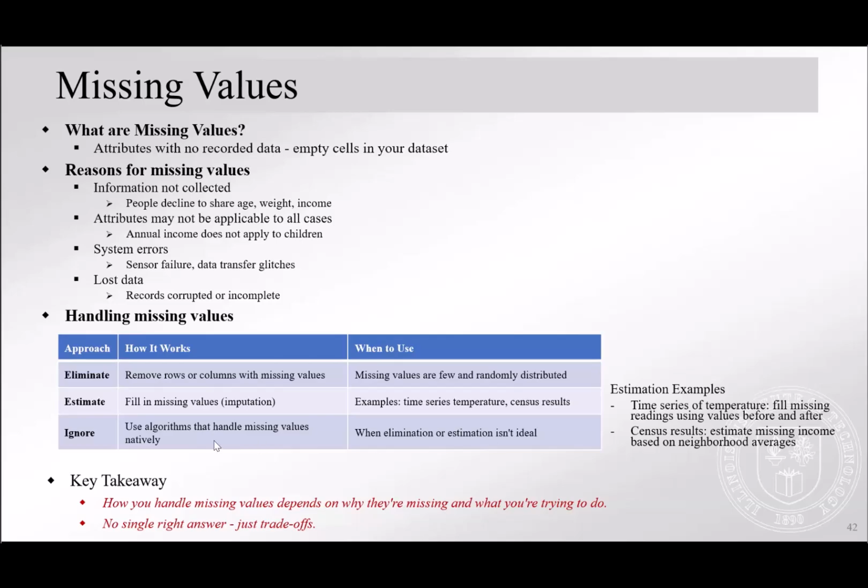It might work, right? And the third way to handle the missing data is, okay, I'm going to ignore it. Some algorithms are built to handle missing values natively. They just work around the gaps. When elimination or estimation isn't ideal, this is the way to go, right? So here's the bottom line. How you handle missing values depends on why they are missing and what you are trying to do. There is no single right answer, just trade-offs. Eliminate, estimate, or ignore. Choose based on your data and your goal in general.